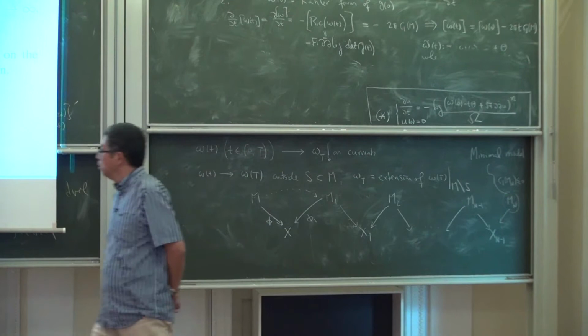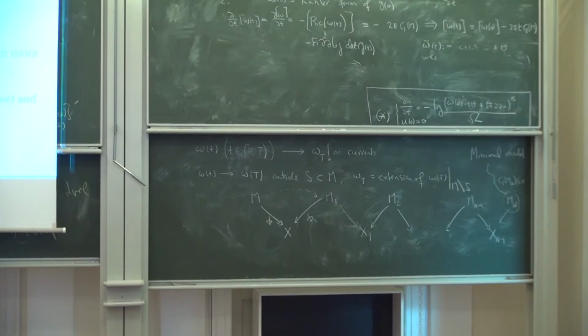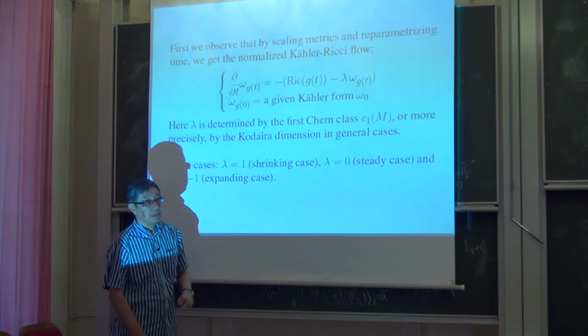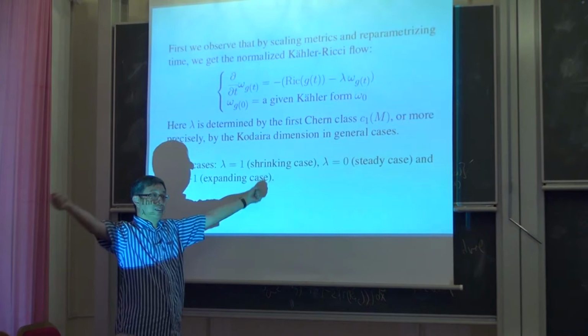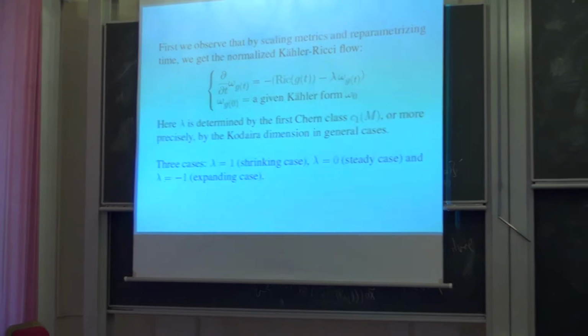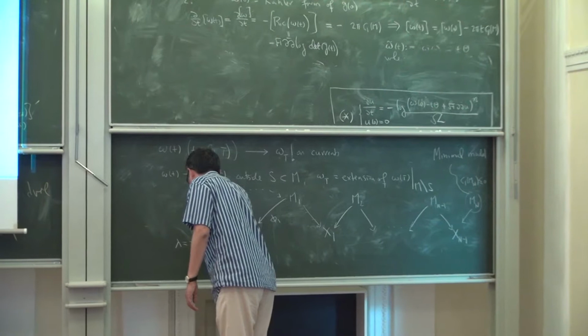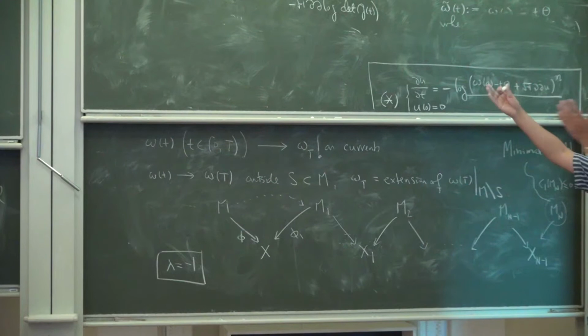So what is the limiting canonical metric? It's not necessarily Kahler-Einstein. To do that, we do a scaling. The case we're concerned with is lambda equal to minus one. We do a scaling to keep the volume under control, otherwise the volume goes to infinity and there's nothing we can say. With this scaling the solution exists for all times. So the case related to us is lambda equal to minus one, although you can still consider other cases.